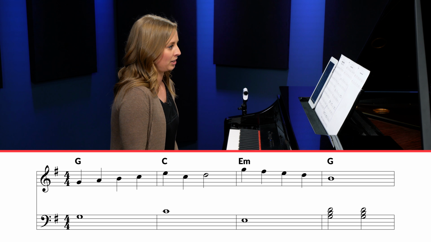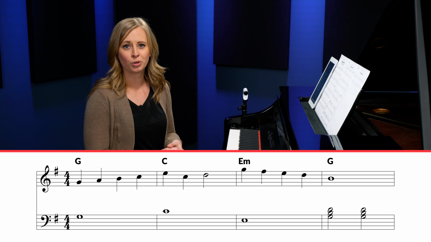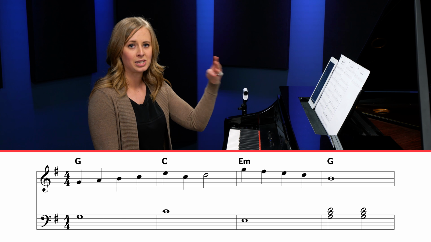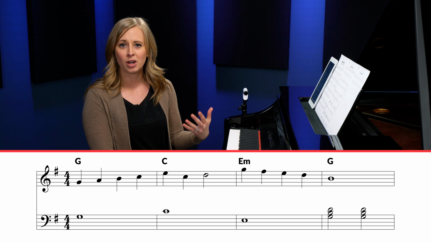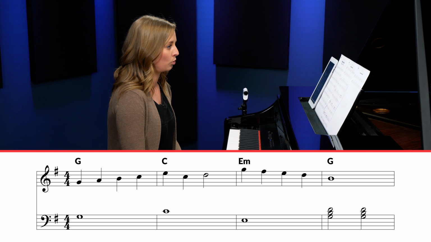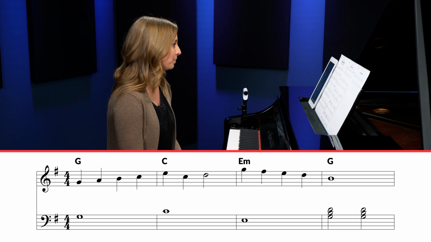The next thing we'll look at is our time signature of 4/4. So remember, this tells us, for the top number, how many beats are in every measure, and the bottom 4 is what kind, or a quarter. So this tells us we have 4 quarter notes in every measure.